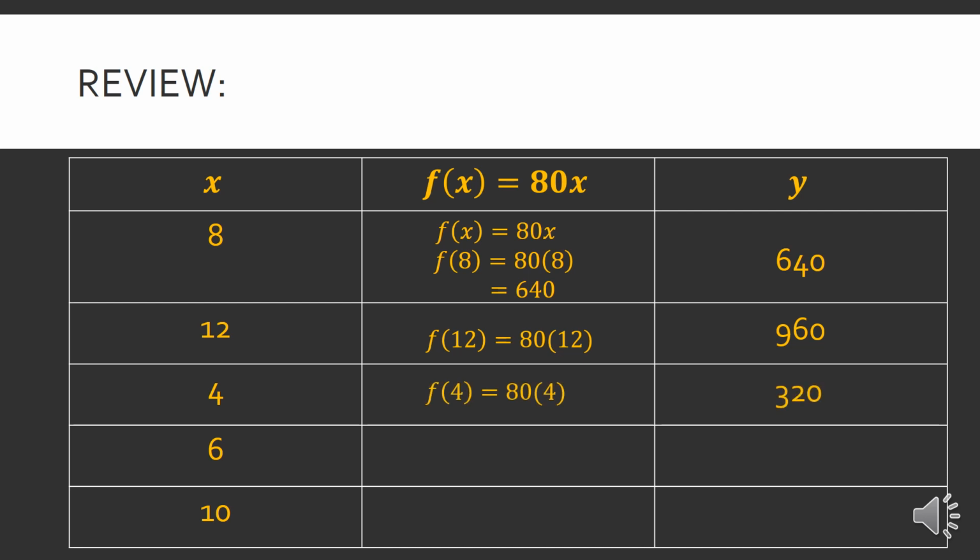If the worker will work for 6 hours, so that will be 80 times 6, that will be equal to 480. Then if the worker will work for 10 hours, that will be f of 10 equals 80 times 10. So the function of 10 is equal to 800.